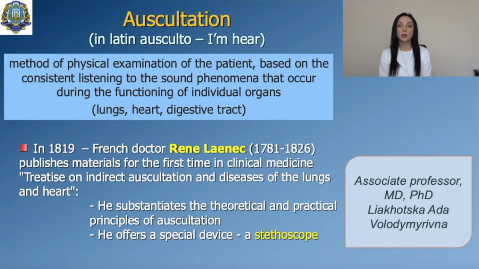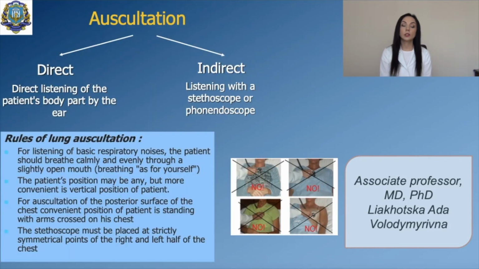You could see some historical aspects on this slide. So, auscultation could be direct and indirect. Direct is listening to the patient's body part by the ear, and indirect is listening with a stethoscope or phonendoscope. What is the rule of lung auscultation? For listening to basic respiratory noises, the patient should breathe calmly and evenly through their slightly open mouth, as for yourself. The patient position may be any, but more convenient is the vertical position of the patient.